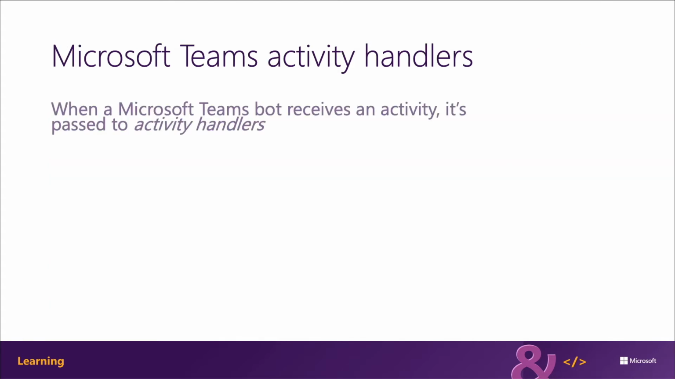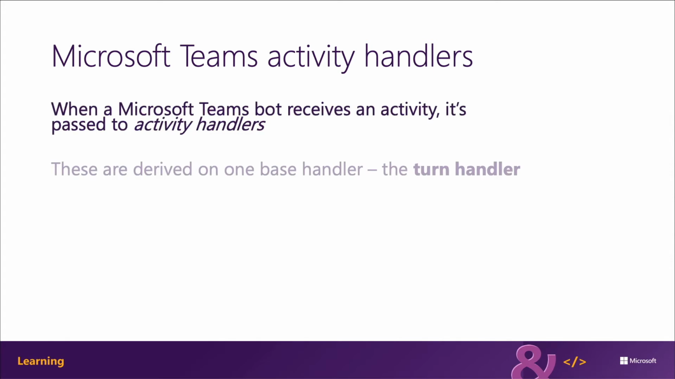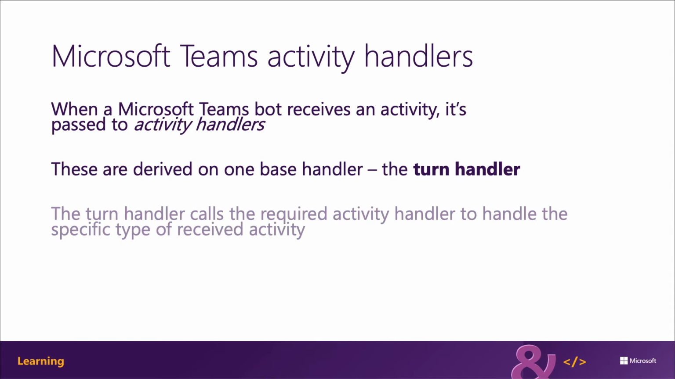When a bot for Microsoft Teams receives an activity, it passes it on to its activity handlers. Under the covers, there's one base handler called the turn handler that all activities are routed through. The turn handler calls the required activity handler to handle whatever type of activity was received.